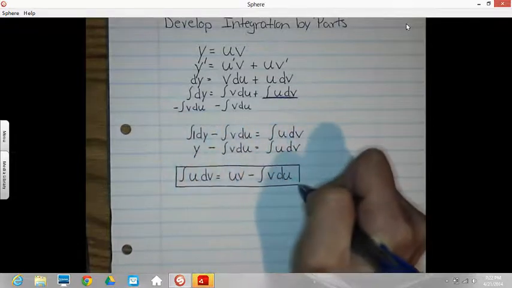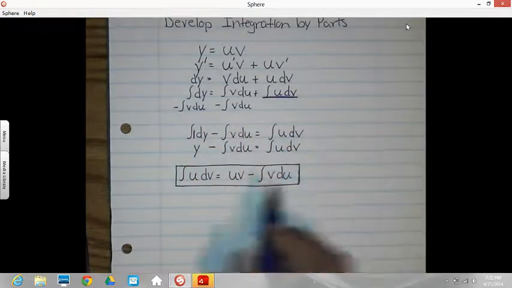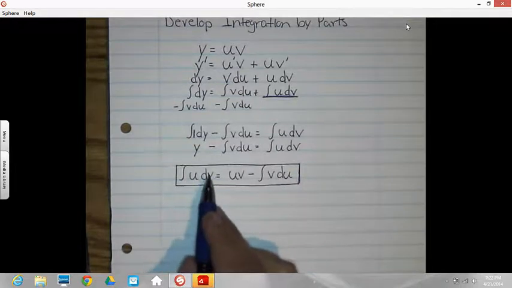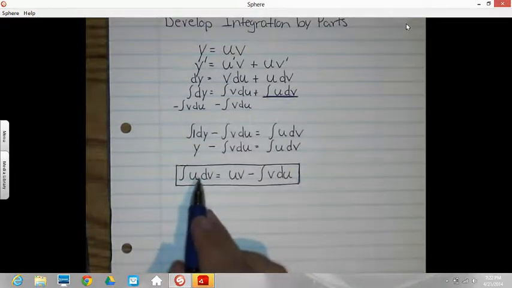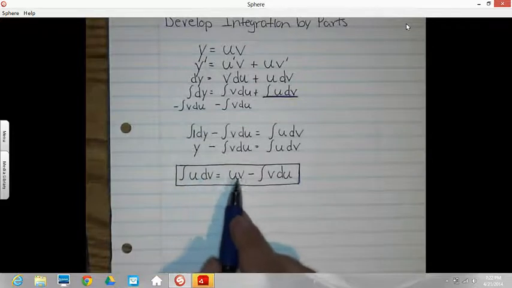So if I've got the integral of u times the dv, and you're going to see we're going to be picking out the u and the dv here. That's going to be the trick. Equals, and then we follow this pattern. I'll take the u, multiply by the v, minus the integral of the v times the du.